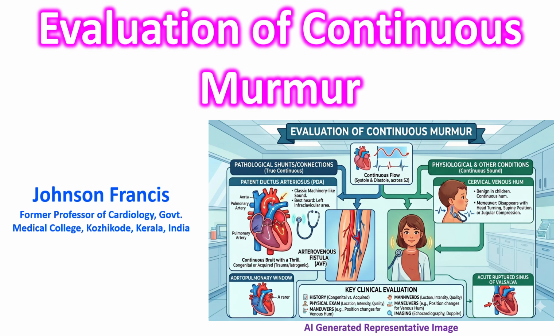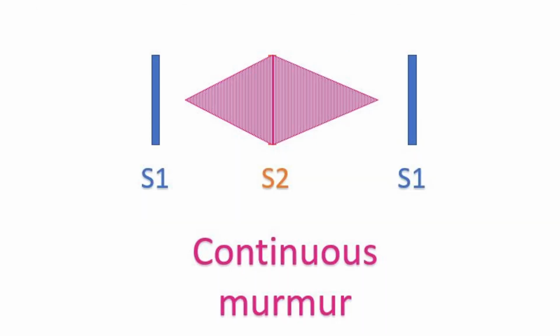Evaluation of a continuous murmur requires a systematic approach to differentiate between benign physiological flows and complex pathological shunts. A continuous murmur is defined by its timing. It begins in systole and continues through the second heart sound into part or all of diastole without interruption.